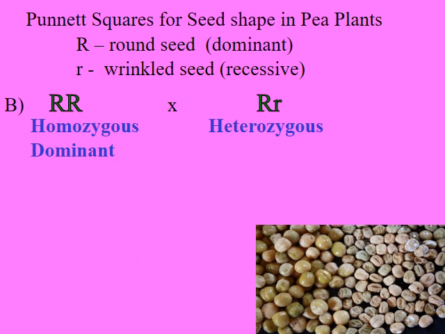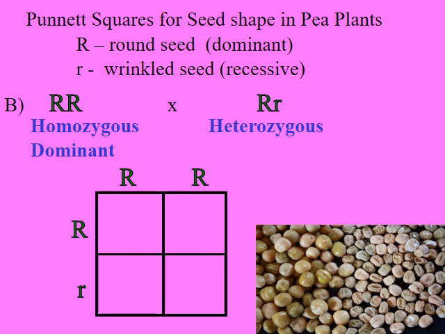Let's try a slightly different one. Here's homozygous dominant and heterozygous. What's going to happen now? Well, you make your Punnett square. Again, one parent goes on top, one parent goes on the side, and you fill in.